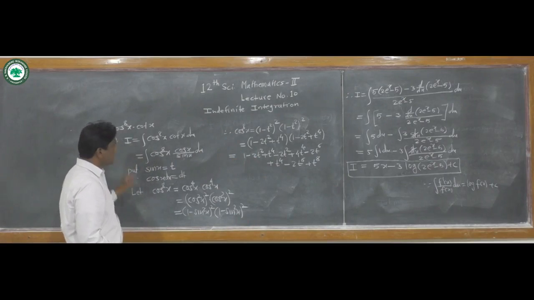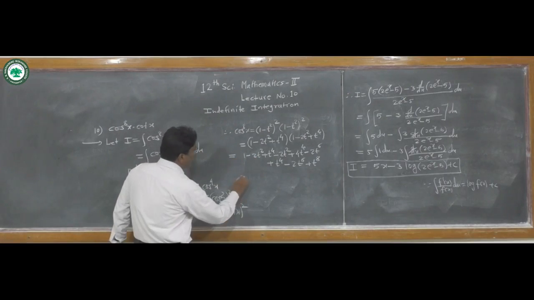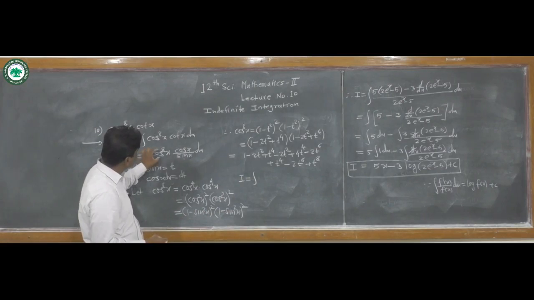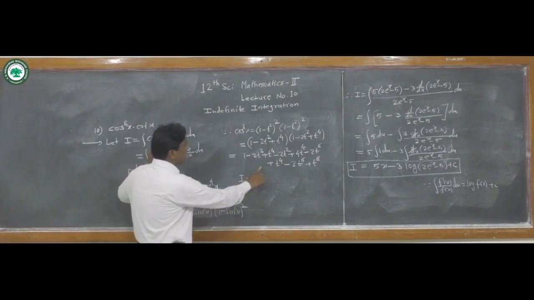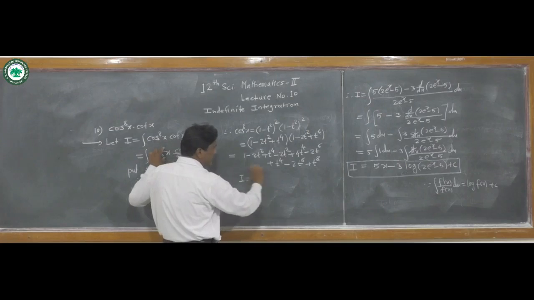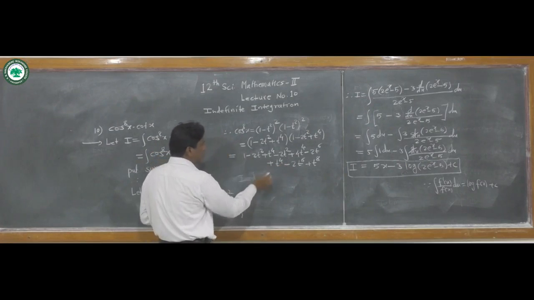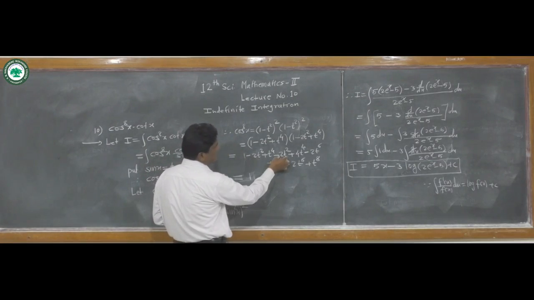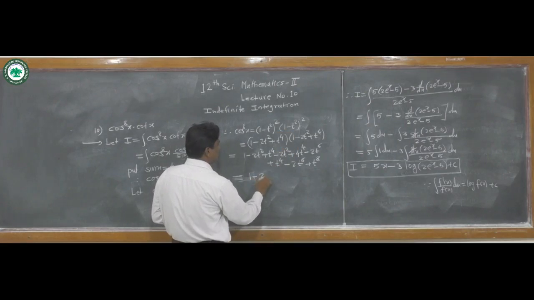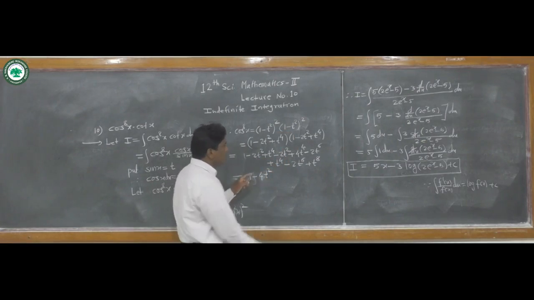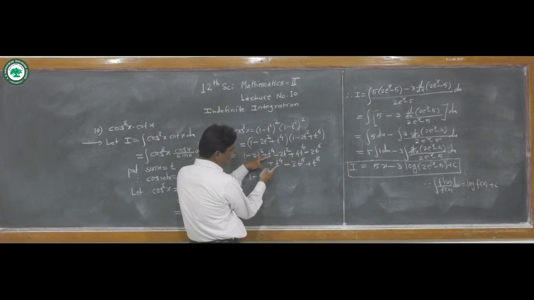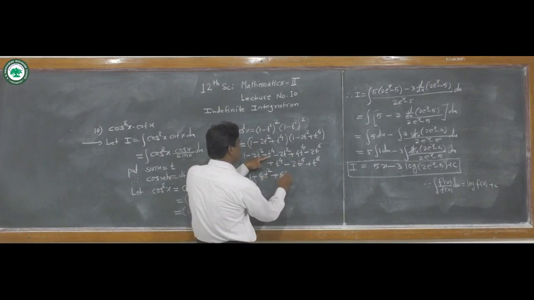So the required integral I becomes the integration of cos raised to 8x, and cos raised to 8x is this value. Firstly we add the like powers, so it is equal to 1 as it is, here minus twice t square minus twice t square, that is minus 2 and minus 2, minus 4t square. Then here t to the power 4 plus 4t to the power 4 plus t to the power 4, that is 6t to the power 4.